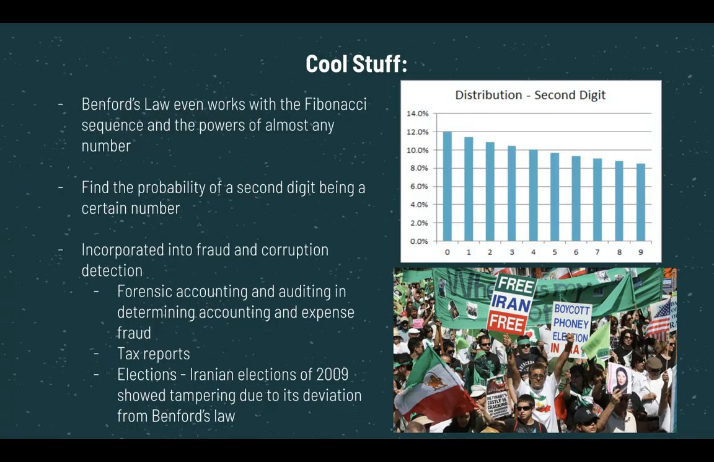So yeah, it was also used in the Iranian election of 2009, and it showed that tampering was evident due to its deviation from Benford's law. And yeah, I think it's just a really cool way to apply this seemingly useless phenomenon.